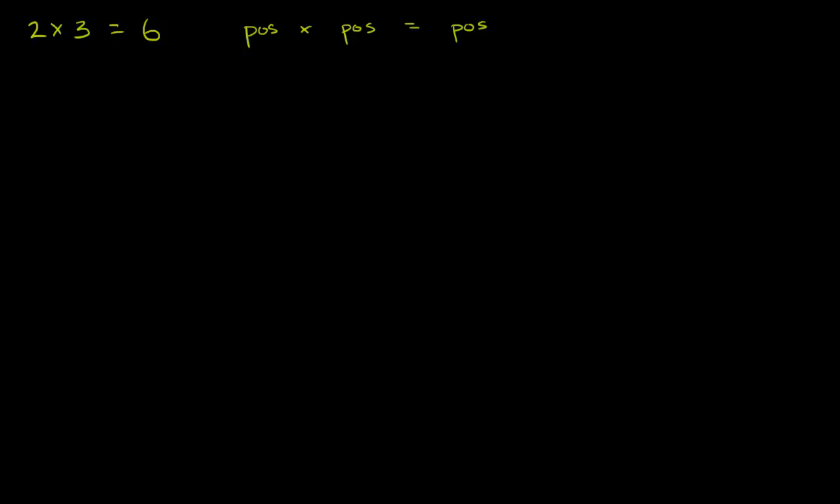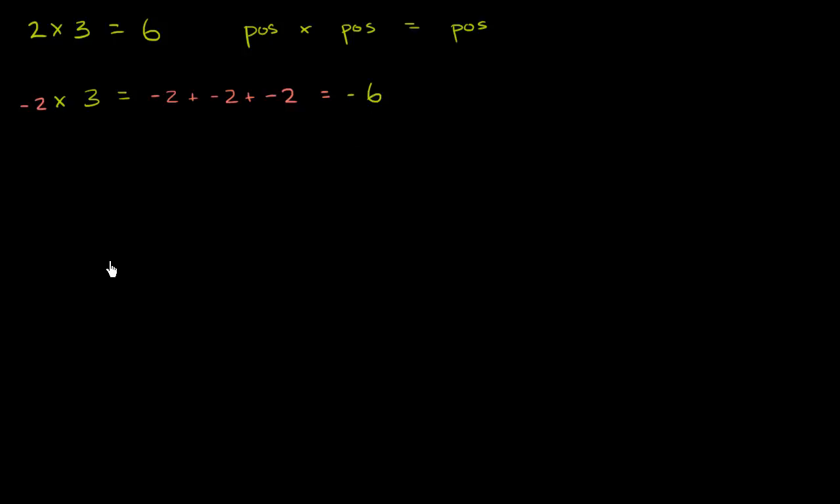Introduce some negative numbers. So what happens if I had negative 2 times 3? Negative 2 times 3. Well, one way to think about it, and we'll talk more about the intuition in this video and in future videos, is, you could view this as negative 2 repeatedly added 3 times. So this could be negative 2 plus negative 2 plus negative 2, which would be equal to, well, negative 2 plus negative 2 is negative 4, plus another negative 2 is negative 6. So this would be equal to negative 6.